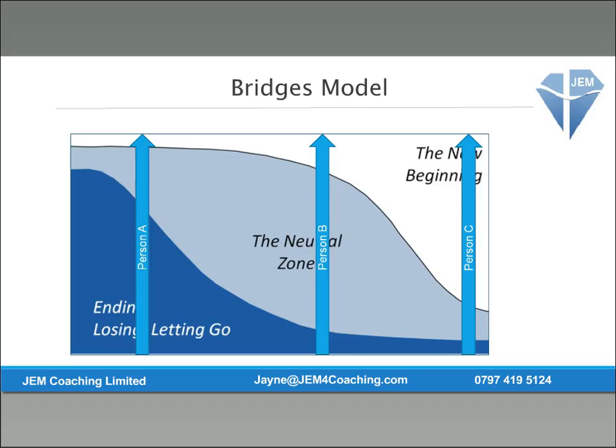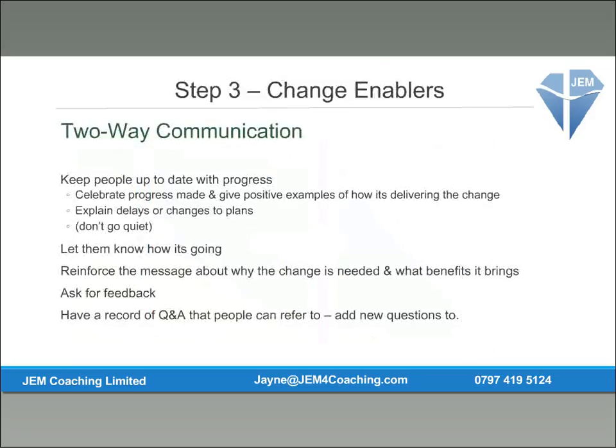On the next slide, we've got some more enablers here. So it's about two-way communication. Once you've told people about your change and you've actually started that journey, then two-way communication is about keeping people up to date with progress. So celebrating success and positive examples, explaining delays or changes because things don't always go to plan.